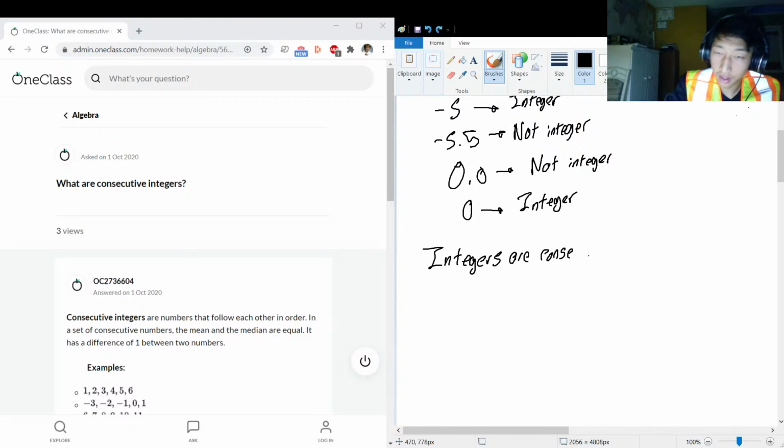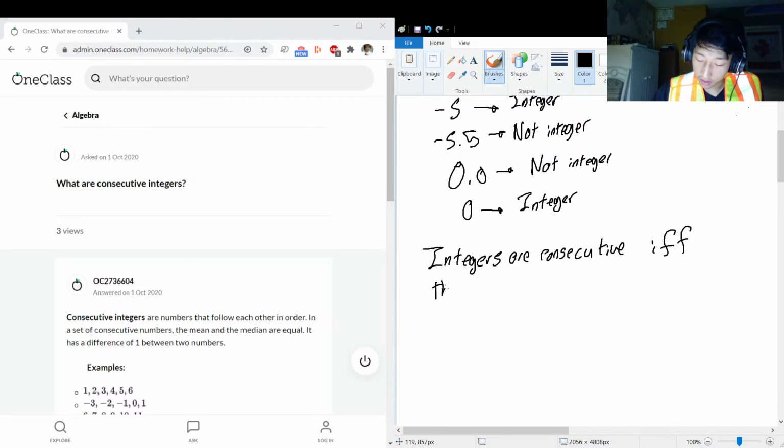Whoop. See, that's why I teach math and not spelling. Consecutive. If you add another f to your if, that means if and only if. It just means a stronger if. You'll see that a lot in math. Integers are consecutive if and only if the difference between them is 1.